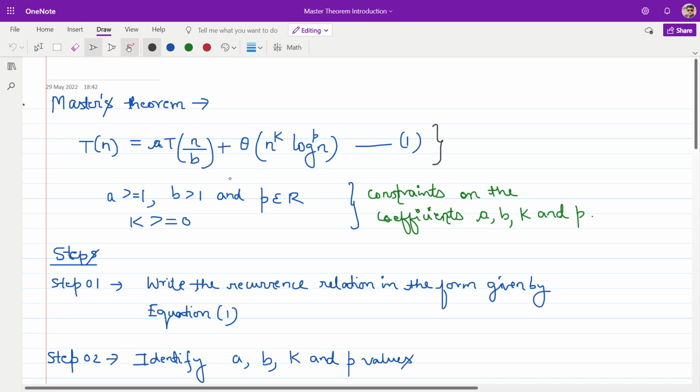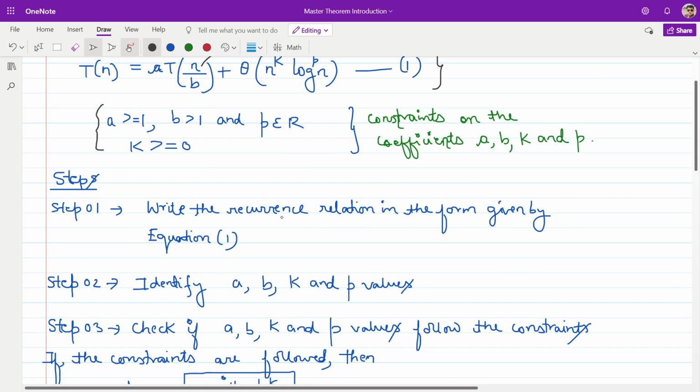All the recurrence equations that can be written in this particular form, and for which the coefficients a, b, p and k satisfy these constraints, only those recurrence equations can be solved by using the Master's theorem. In this equation, n is the size of the input. a, b, k, and p are the coefficients, and these constraints have to be followed by these coefficients for a problem to be solved by Master's theorem.